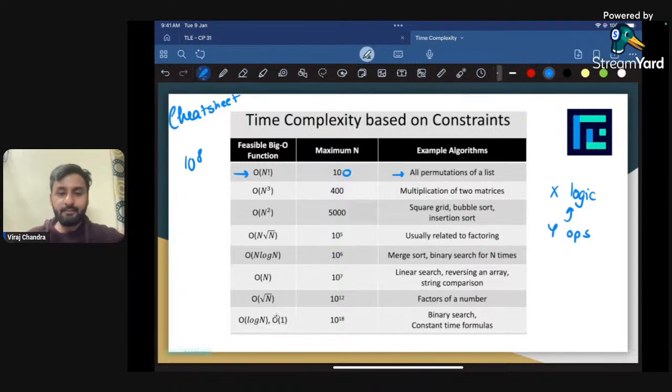This is actually the cheat sheet. How many of you like this? Guys, tell me in the chat.